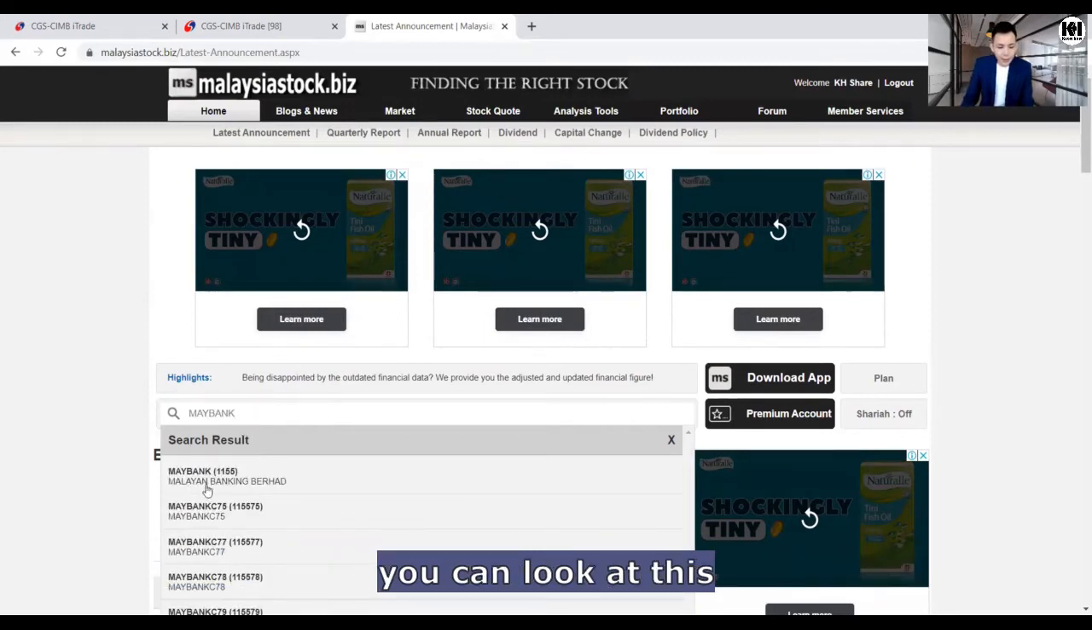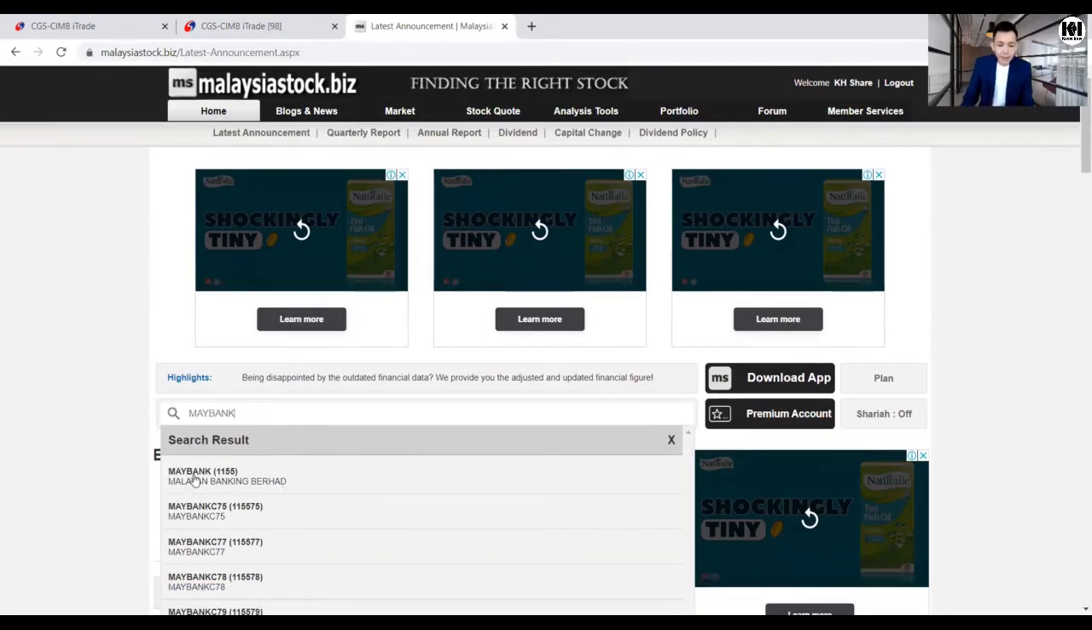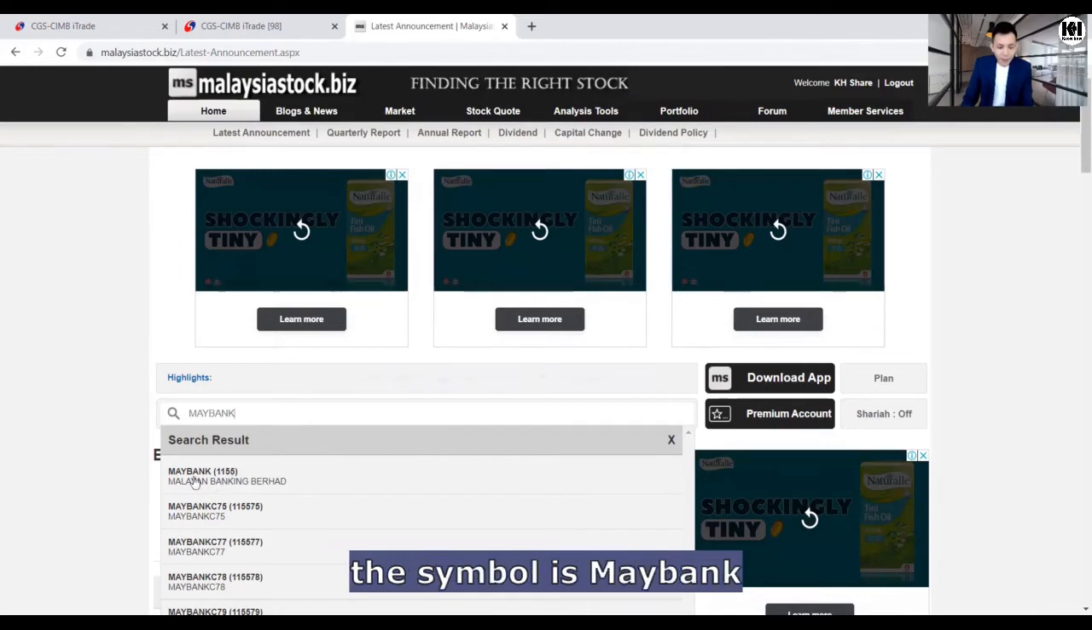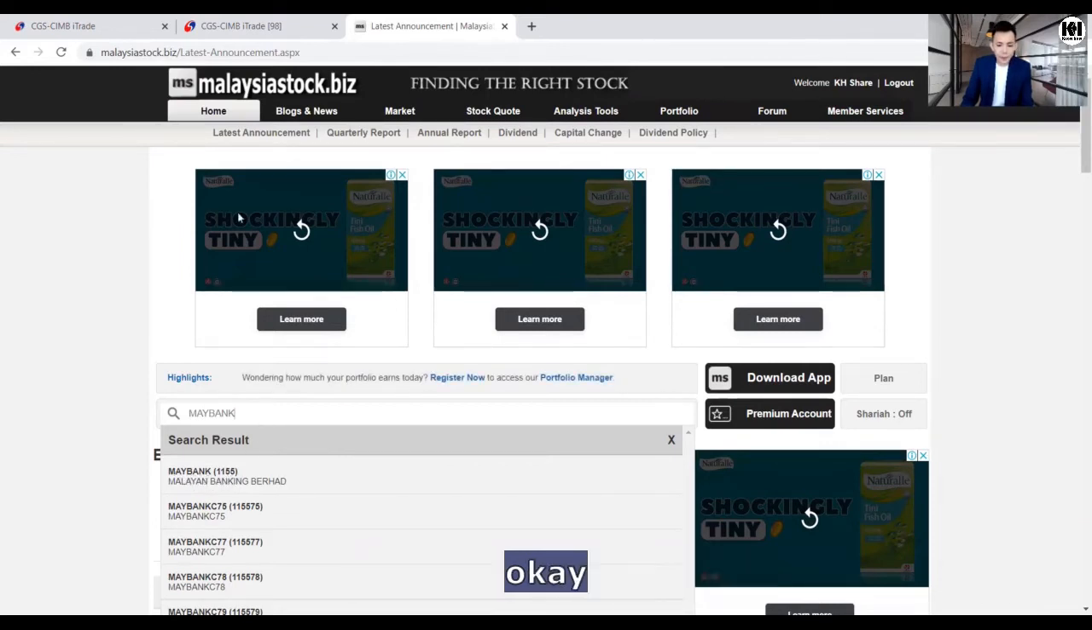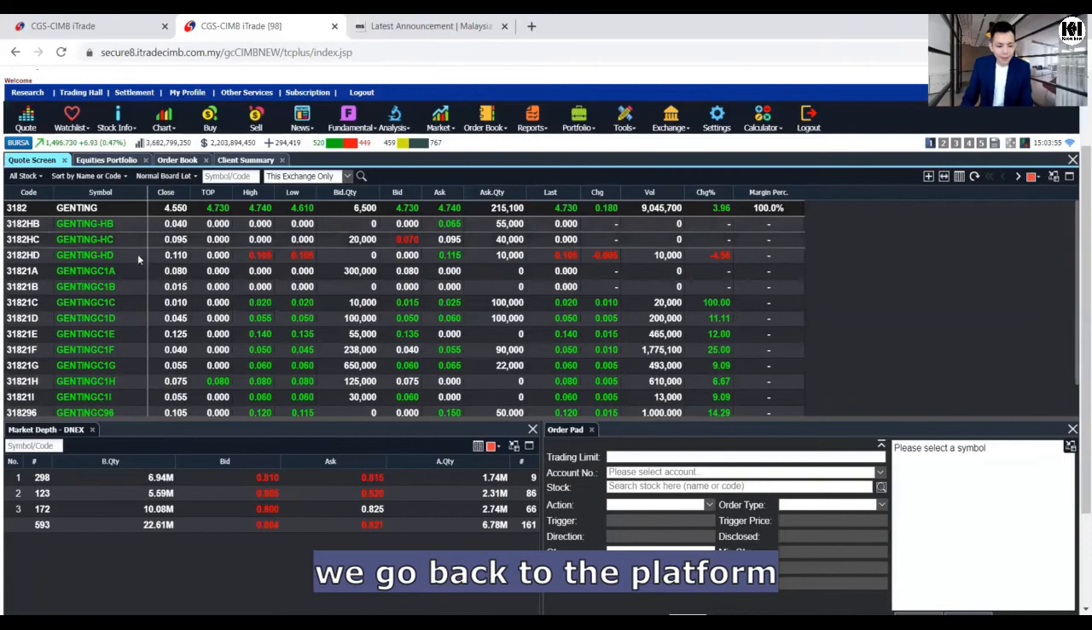Yeah, you can look at this. Maybank Banking Berhad. The stock code is 1155. The symbol is Maybank. Okay, so we'll go back to the platform.